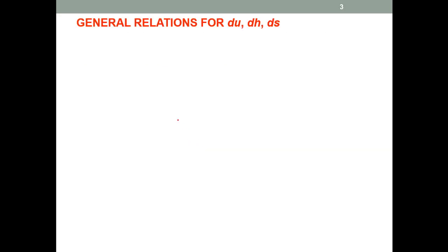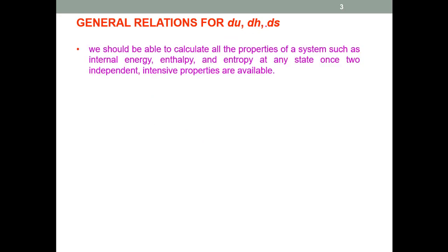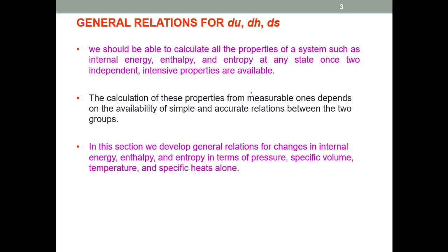And now in this class, we'll try to develop general relations for change in internal energy, change in enthalpy, and change in entropy. Basically, we know that the internal energy of the ideal gas is a function of temperature only. But in addition to the ideal gas, we also have real gas behavior. So we must have certain relationships which are equally applicable for the ideal gas as well as for real gas behavior. However, these relationships are expressed in terms of pressure, temperature, and specific volume.